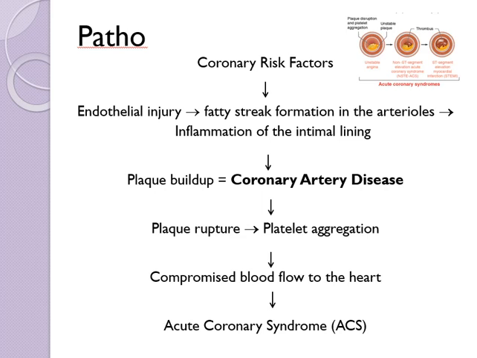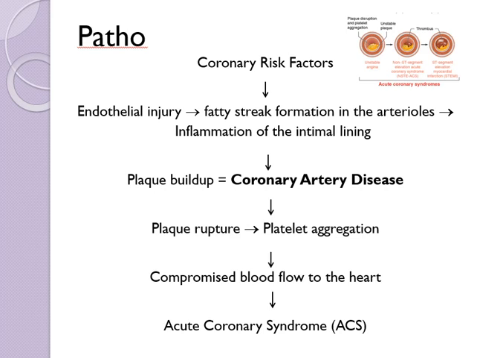So let's start with the patho of acute coronary syndrome. That's the overall term. If you like the old outline where you do the big Roman numeral 1, that is acute coronary syndrome, or ACS. So we have coronary risk factors, then we have endothelial injury. They develop a fatty streak, and then we get inflammation of the intimal lining of the artery. That plaque buildup is called coronary artery disease, or atherosclerosis.